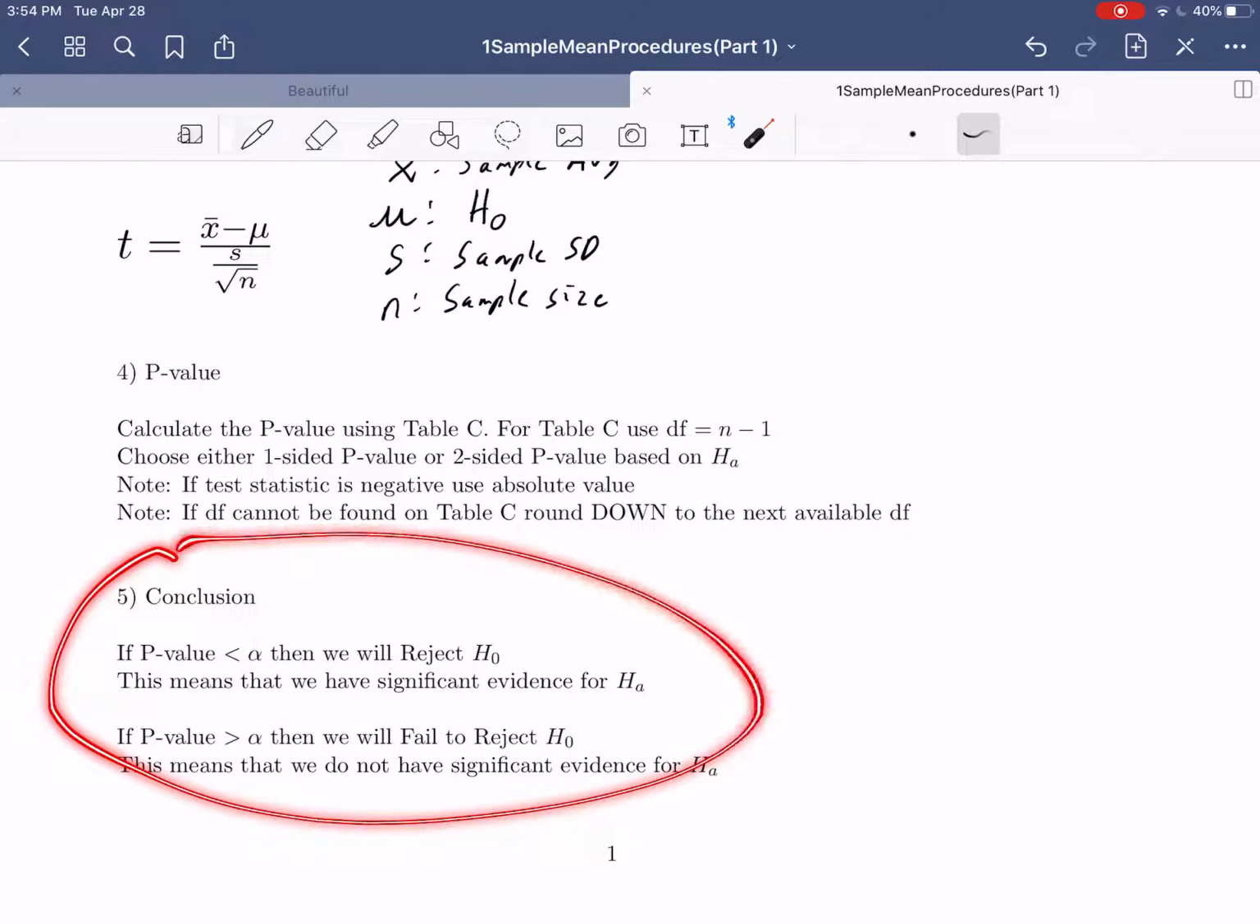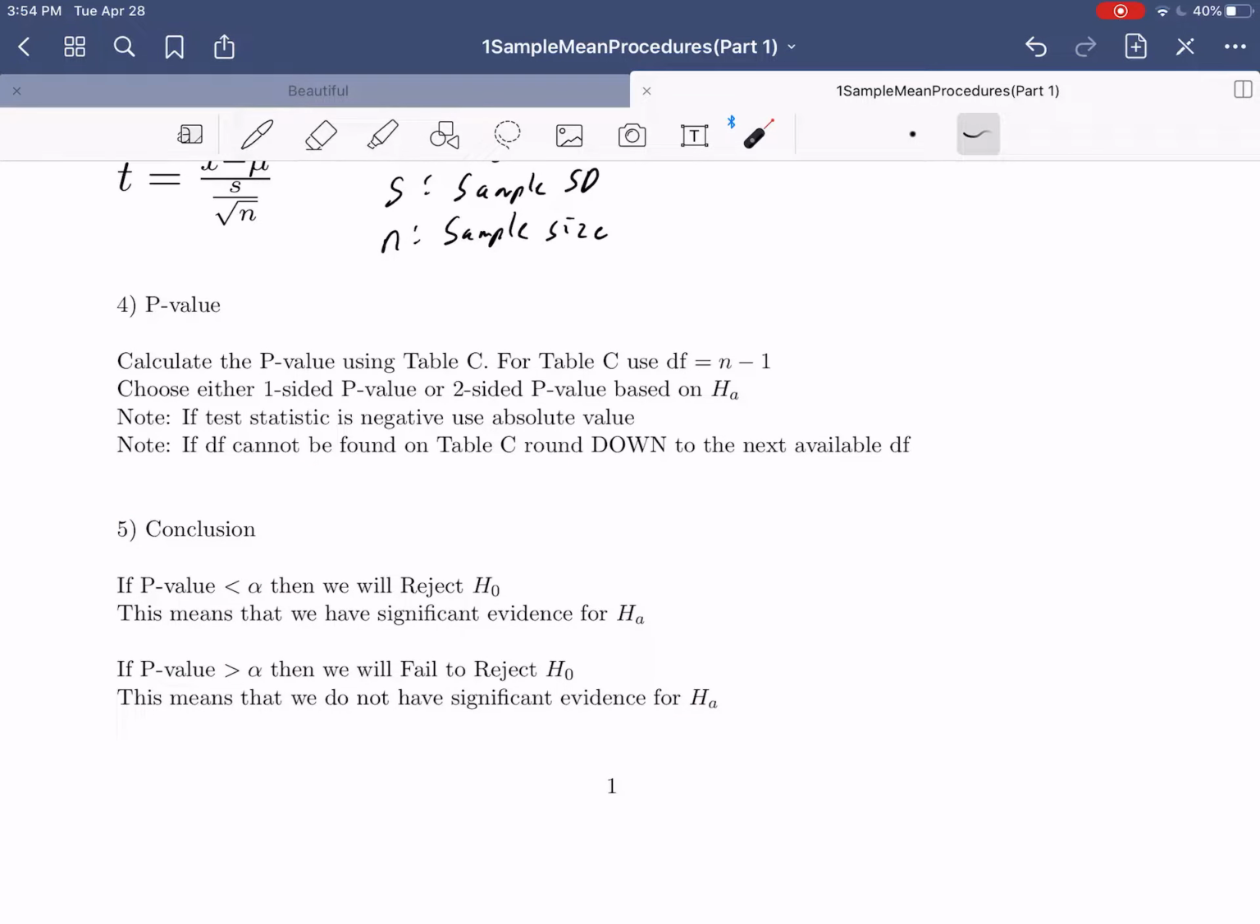Finally, step 5. This is where you make your conclusion. We mentioned how making the conclusion is based on basically detecting whether or not the p-value is low, meaning that you have strong evidence, or if the p-value is high, meaning you really don't have any evidence. So we do that via a comparison. If the p-value is less than alpha, which is what's called the level of significance and will be defined for each problem, if the p-value comes in less than alpha, then we will reject H0.